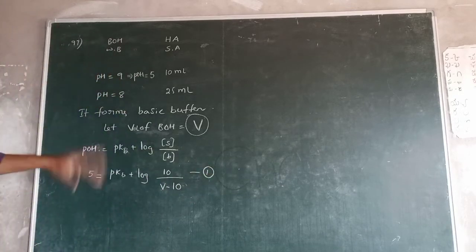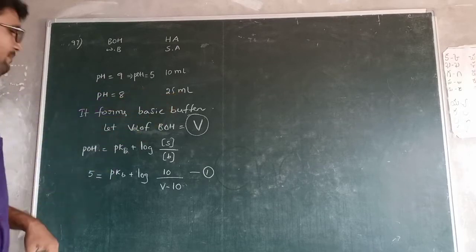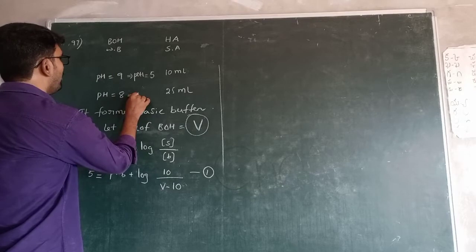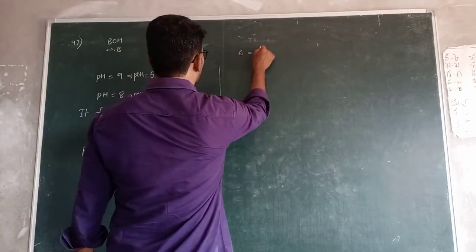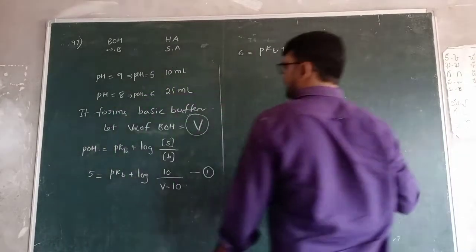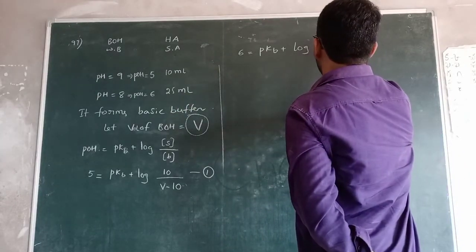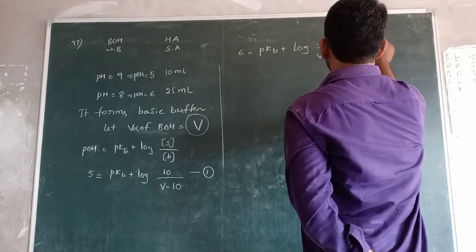Now come to the second one. pH is equal to 8 when 25 ml is added, so pOH is equal to 6. So 6 equals pKb plus log. Here 25 ml of acid is added, so 25 ml of salt is formed and the remaining base is V minus 25. This is equation number 2.